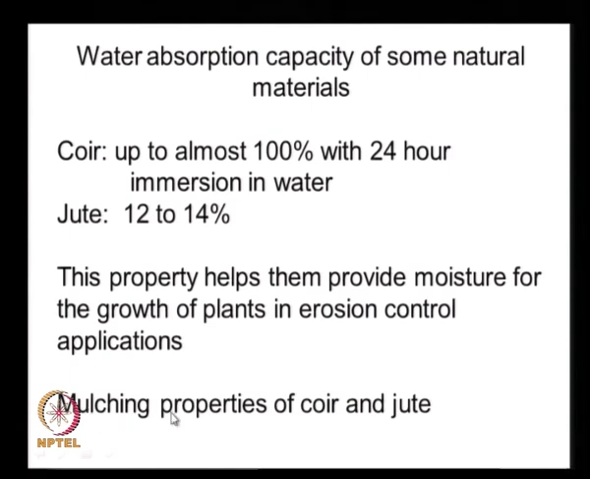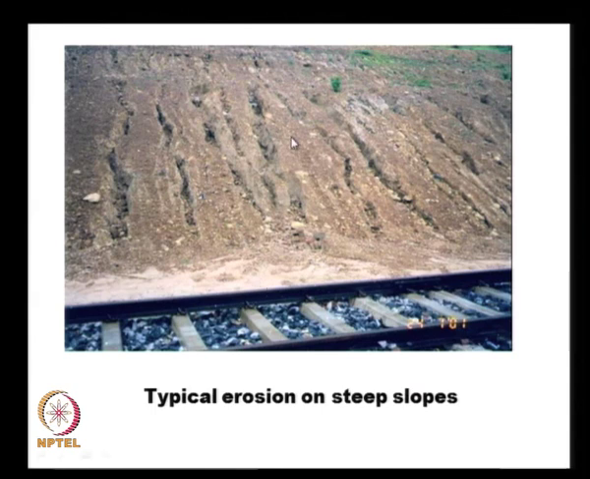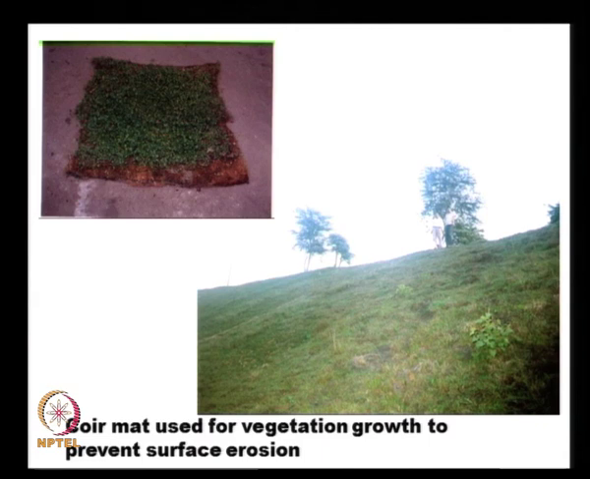Mulching means that gradually they undergo biological degradation, and they produce some nutrients for the growth of vegetation. Some example applications are shown here. This is typically seen on most highway and railway embankments. Because of the flow of rainwater, we have a lot of gullies formed, mainly because there is nothing to hold the soil together. If there is good vegetation, the roots can hold the soil together and prevent erosion, and we can control erosion by promoting vegetation growth.